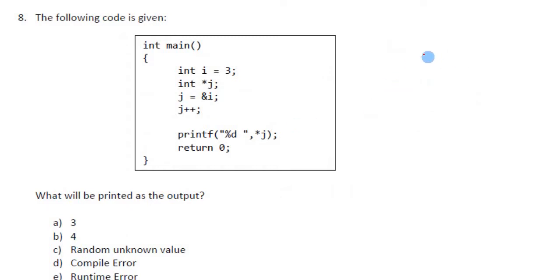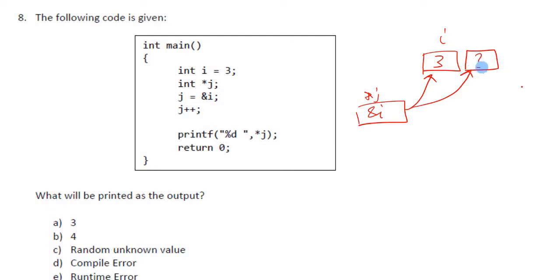In question 8, you have an integer I with a value of 3 inside, and a pointer J holding the address of I. After that, I increment J plus plus. So when I increment J, instead of pointing to I, it points to the address next to I. What is in this location, I do not know, because there is no variable assigned to this memory location. Even though I do not know what is there, I can still print it out, so I will get some random unknown value. That is the answer for question 8.